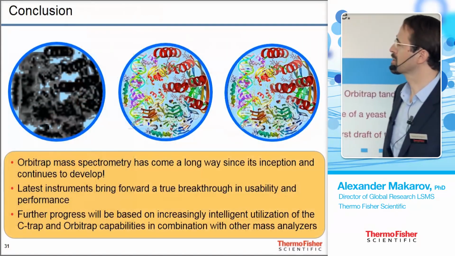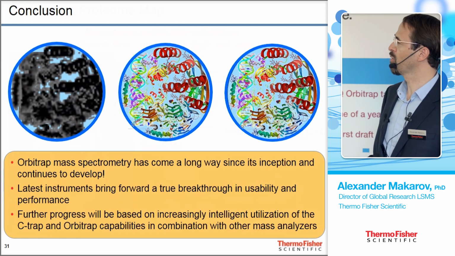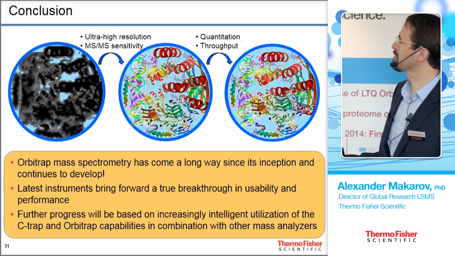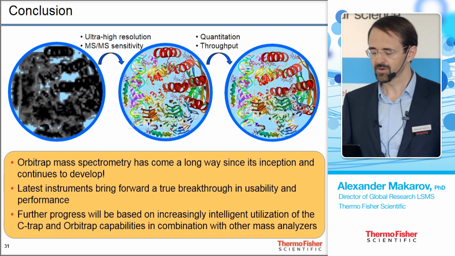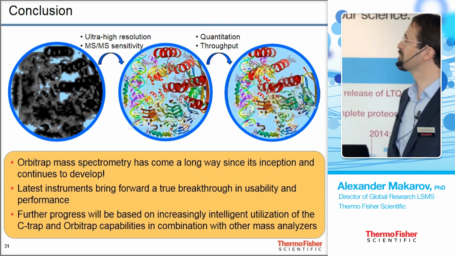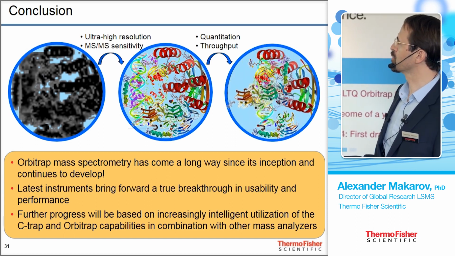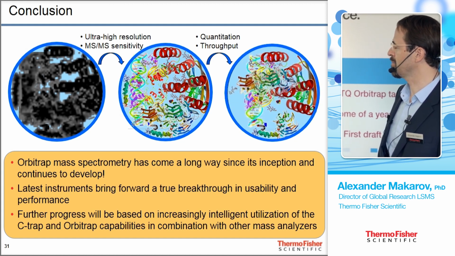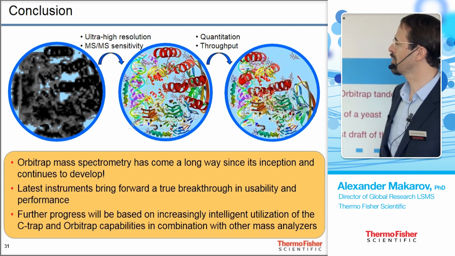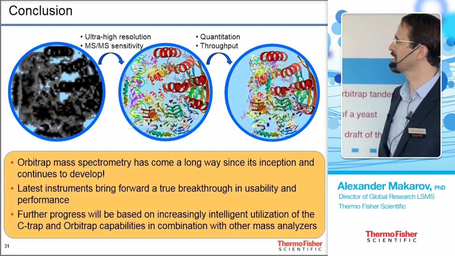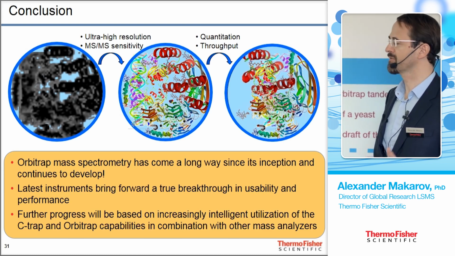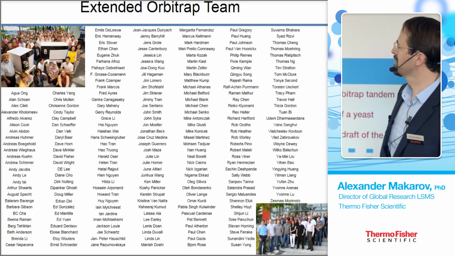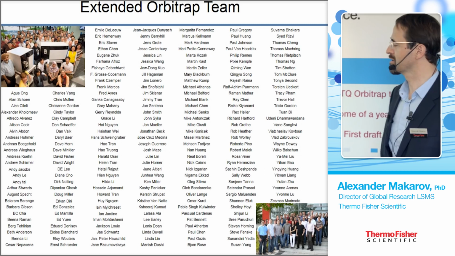And with this, I'm coming to conclusion. So this is where we started many years ago, looking at biological systems. And then high resolution provided detail to this picture, and MS sensitivity gave color to it. And now improved quantitation capabilities and throughput of the instruments allow us to observe biological systems in dynamics. And further progress will be based on increasingly intelligent utilization of the C-trap and Orbitrap capabilities in combination with other mass analyzers.